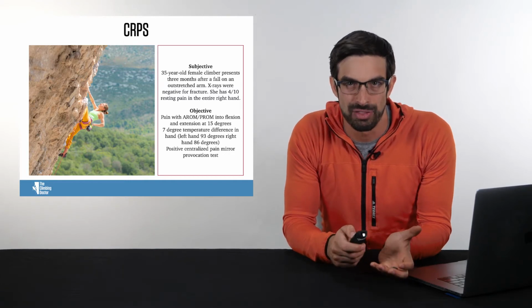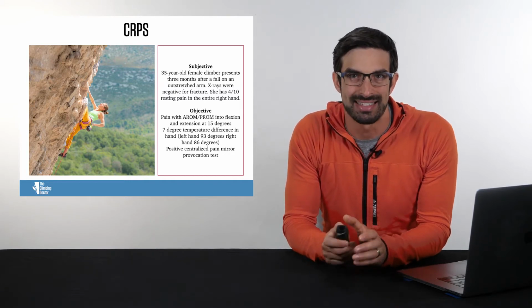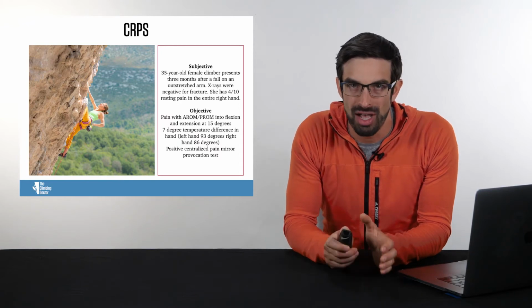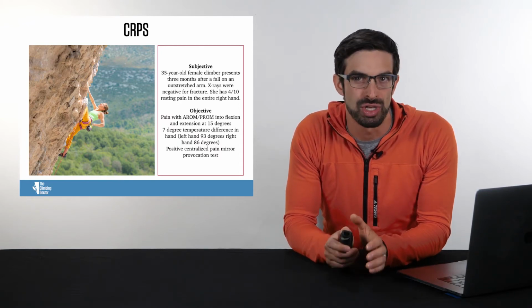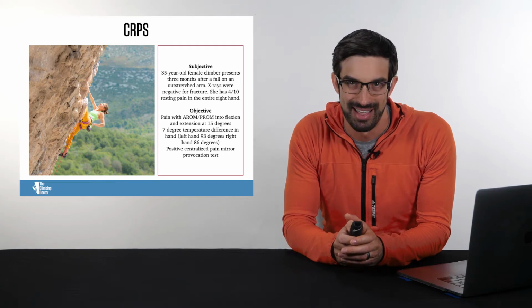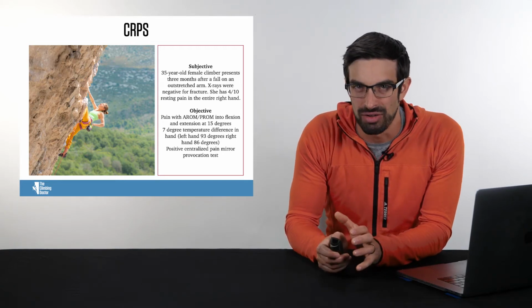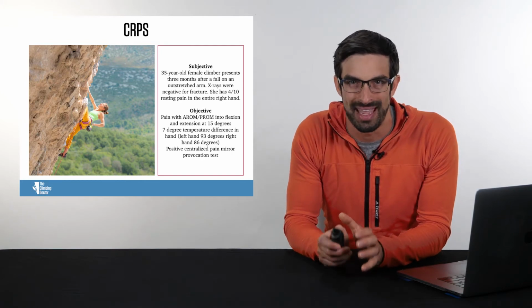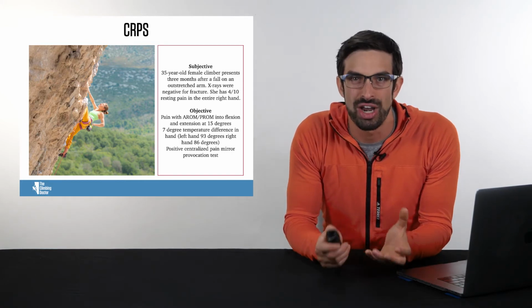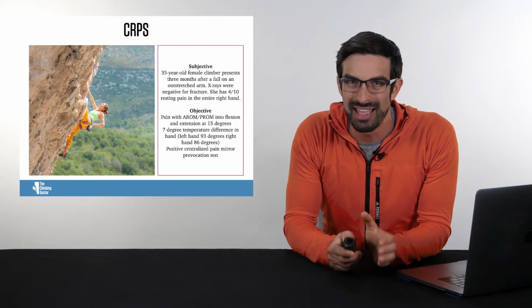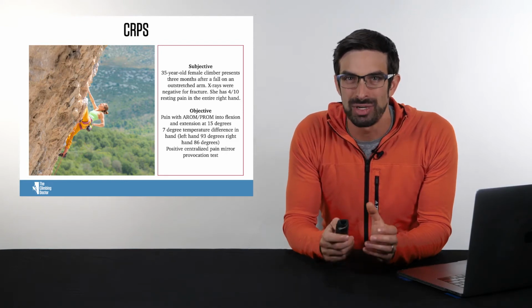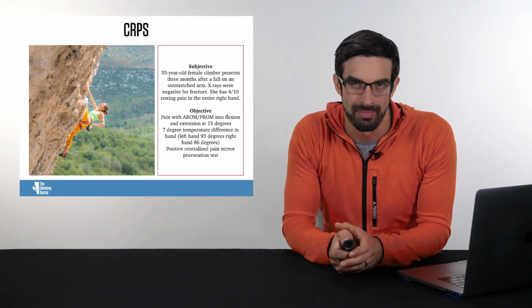The left was 93 degrees and the right was 86 degrees. And there was a positive centralized pain mirror provocation test. So all of these factors combined that she had a likely diagnosis of complex regional pain syndrome in her hand, and she was unable to climb. So based on this information, how do we develop an intervention program?